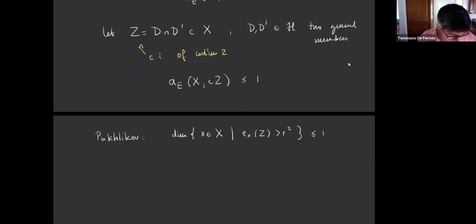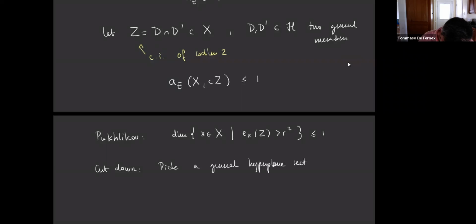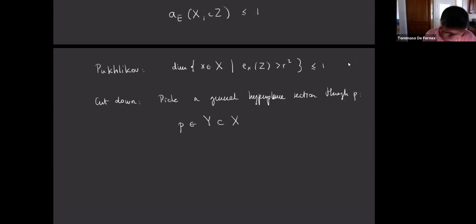Okay, now we are ready to take a step. So far this is no different from the proof of Sokolov-Mining, and the next step is also the same. So now the next step is to cut down. We're going to pick a general hyperplane section through P. So point P belongs to X. I'm going to pick Y inside X. So Y is a general hyperplane section. So what is Y in particular? It is a smooth degree n hypersurface in P^(n-1).